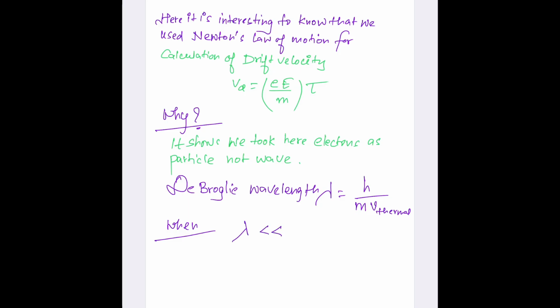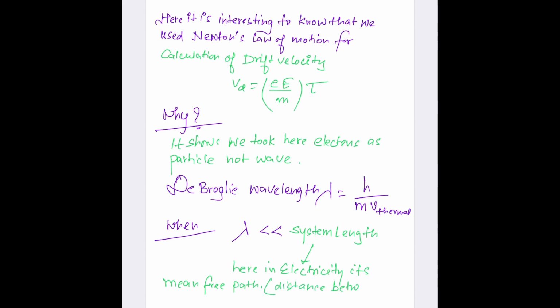electron is considered as a particle here because the de Broglie wavelength is much less than the system length. System length is here the distance between collisions, that is also called mean free path. When this condition is satisfied, we can apply Newton's law of motion. If this condition is not satisfied, we cannot apply Newton's law of motion.